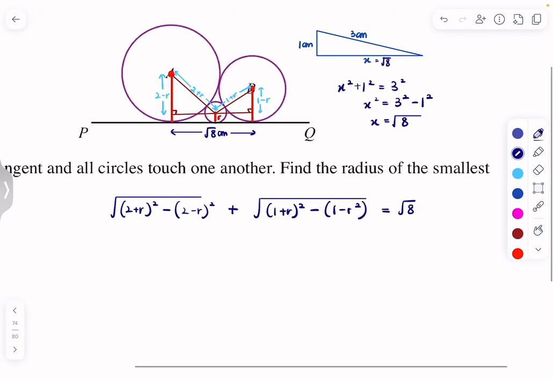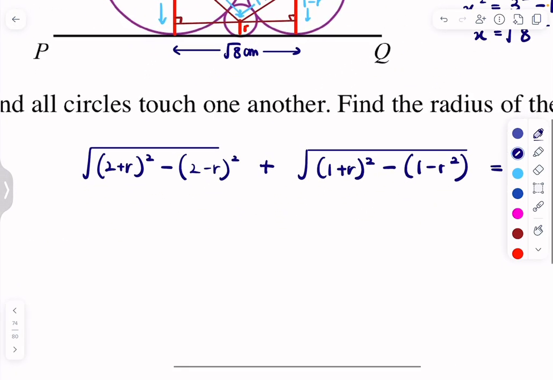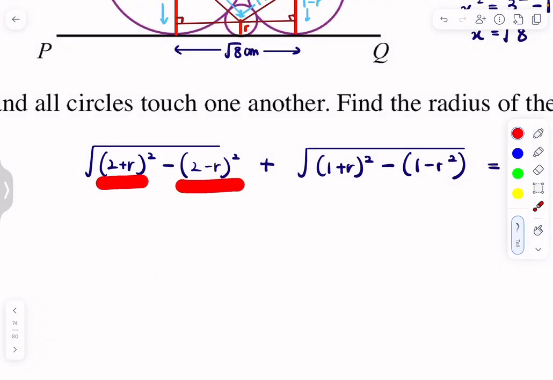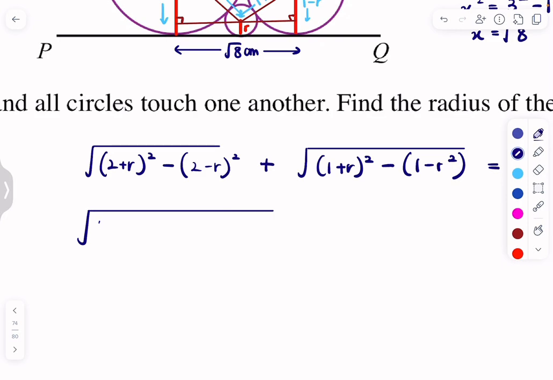So now we can try to solve for r. What we do is we try to expand this. So 2 squared is 4. 2 times 2 times r is 4r. Then r squared is r squared. Then 2 squared will be 4, and 2 times negative r is negative 4r, plus r squared.